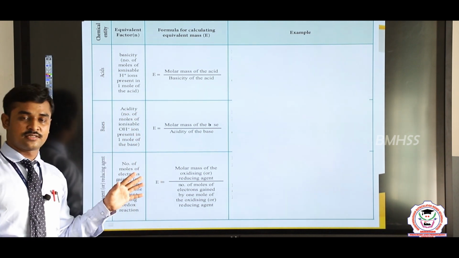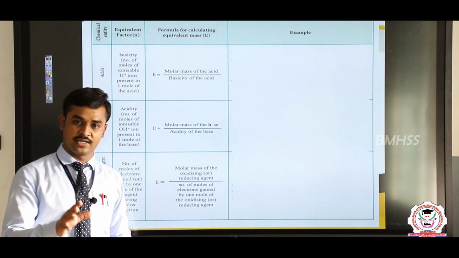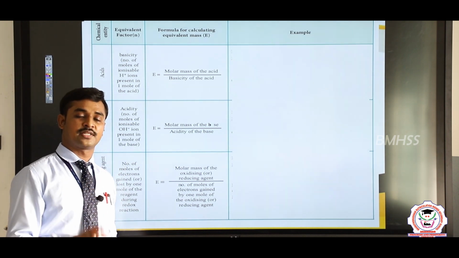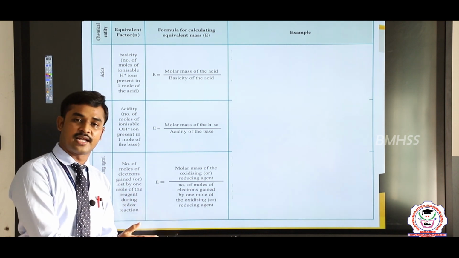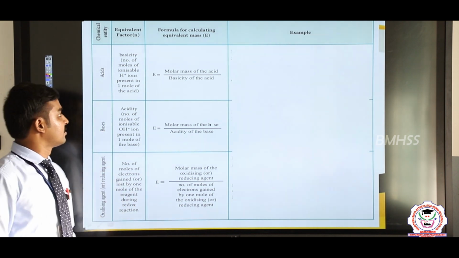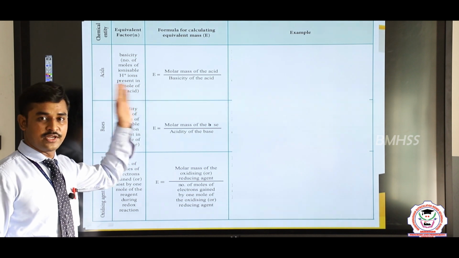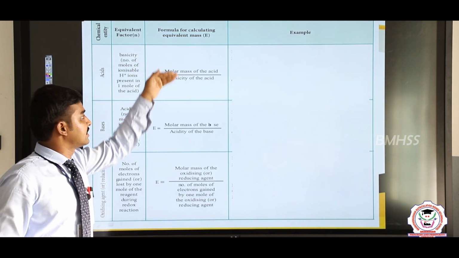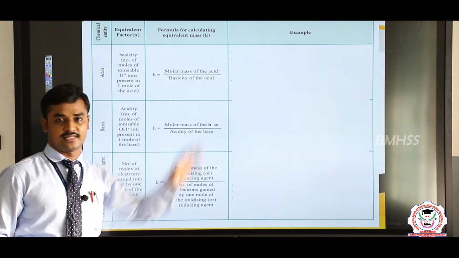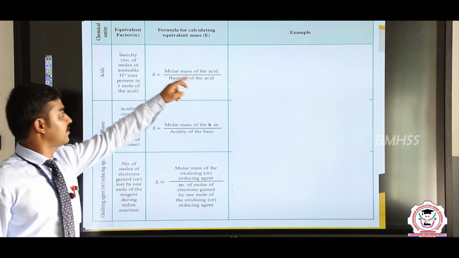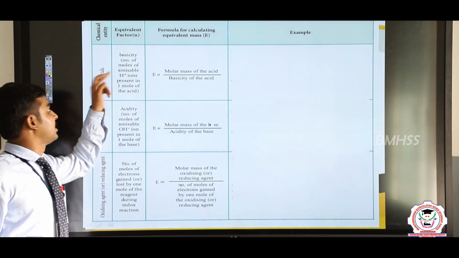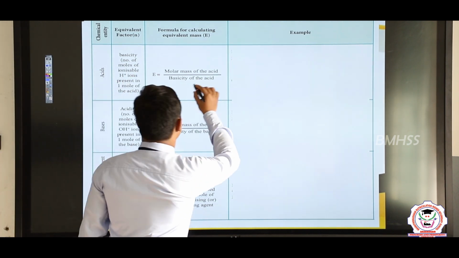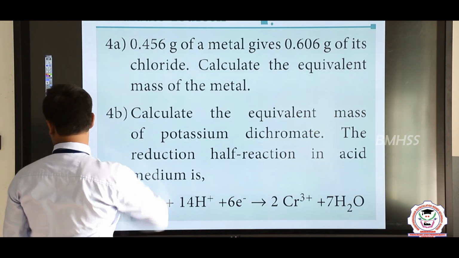Those all are acids, but each has a basicity. That means every acid contains hydrogen. The number of hydrogen atoms present in the acid is represented as basicity. So, we need to find the equivalent mass by the formula: molar mass divided by basicity of the acid. So, the molar mass divided by the basicity of the acid gives the equivalent mass. The equivalent factor is the basicity of the acid.